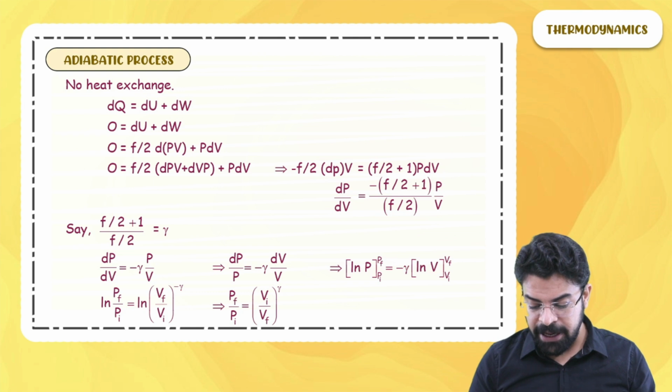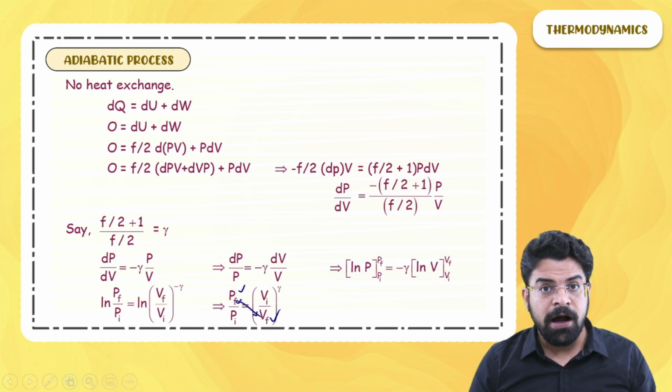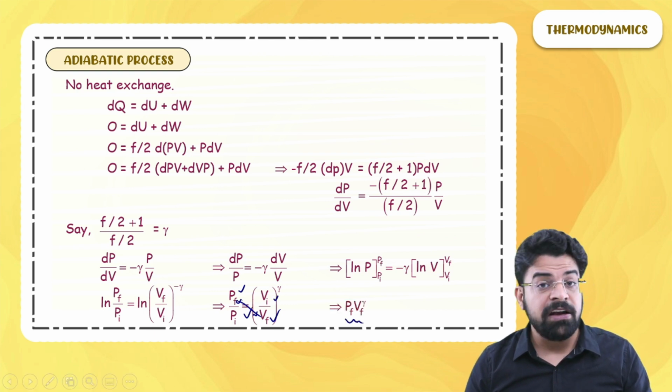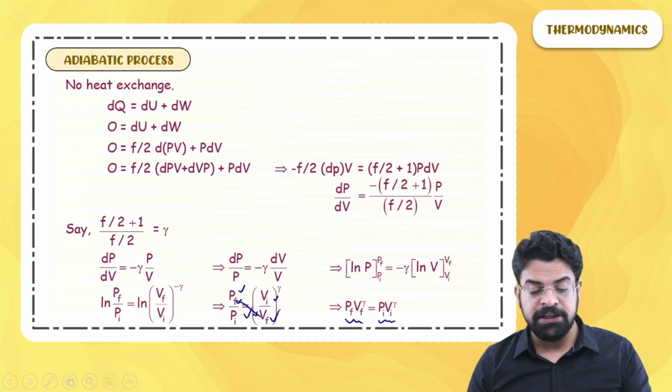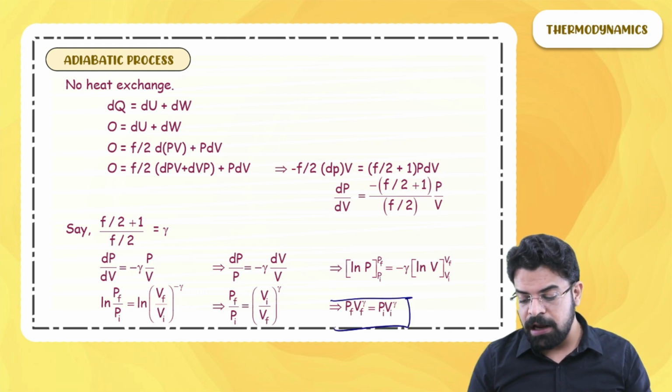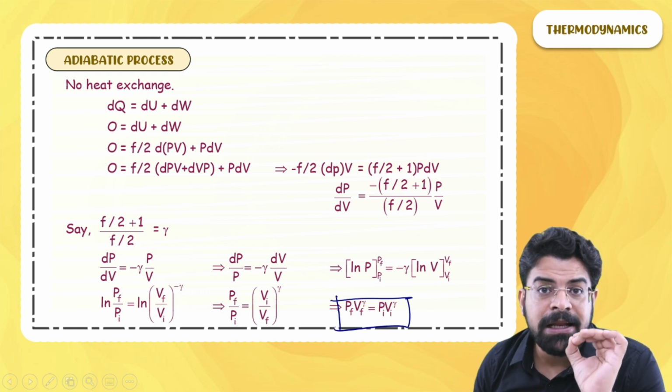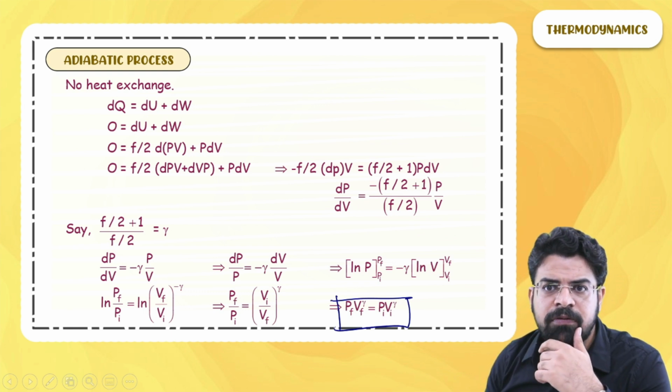Now cross multiplying, you get p final into v final raised to the power of gamma equals p initial v initial raised to the power of gamma. So p final v final raised to the power of gamma equals p initial v initial raised to the power of gamma. Now what are we doing here? We are trying to find the equation of an adiabatic process. Why? So that we can find out the work done.